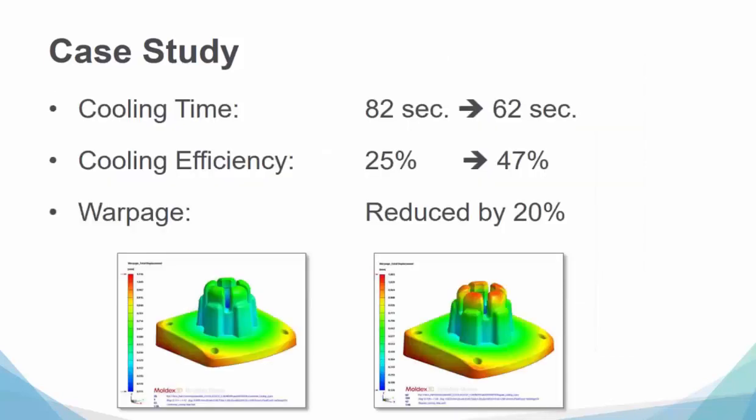First of all, the numbers, as you can see, by going from a traditional cooling pattern to the one shown, it took a good 20 seconds off the overall cooling time, improving the efficiency quite a bit. Plus, it also took away quite a bit of the warpage, reducing the warpage by 20%. And you can see the two pictures showing you that the one on the left is much more uniform versus heat being trapped on the one on the right.